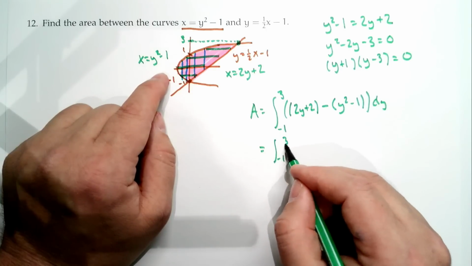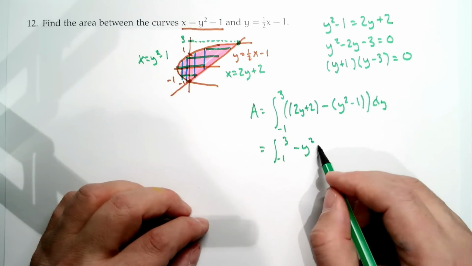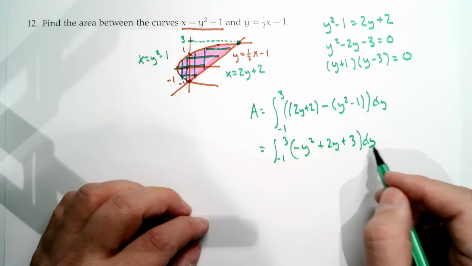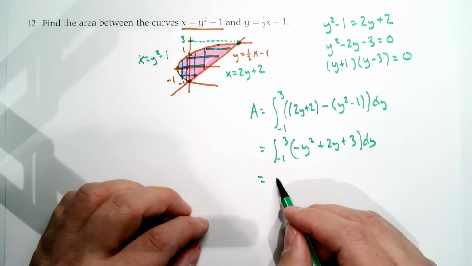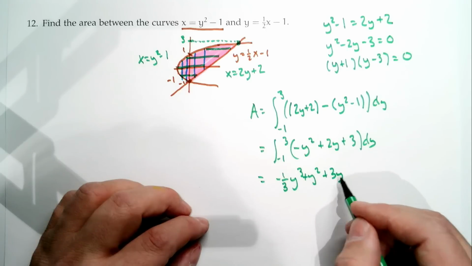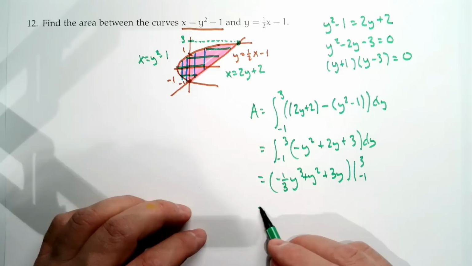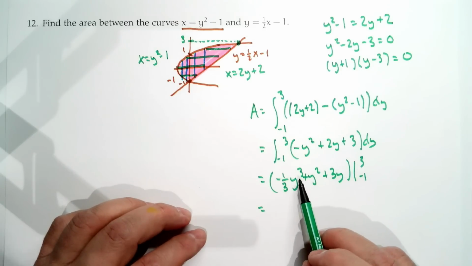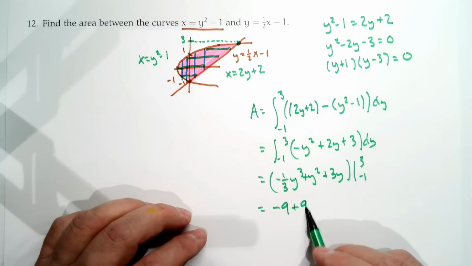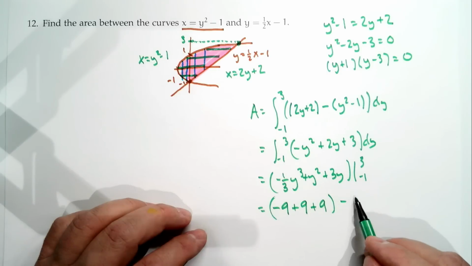From here, not much happens after this point. So this is the integral of negative y squared plus 2y plus 3 dy. This becomes negative 1/3 y cubed plus y squared plus 3y, and you evaluate from negative 1 to positive 3. When you plug in 3, you get negative 1/3 times 3 cubed, which becomes negative 9, plus 3 squared, which is 9, plus 3 times 3, which is 9. Lots of 9s. Subtract.